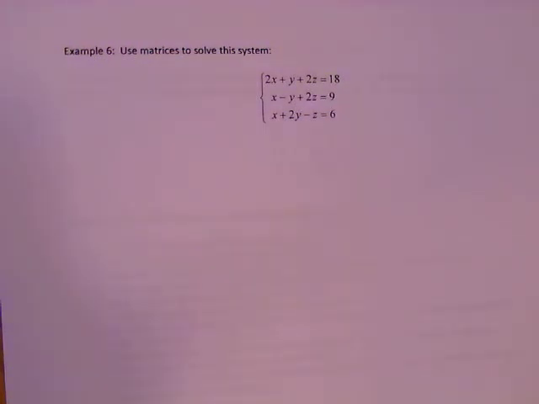So here you got 2x plus y plus 2z is equal to 18. And x minus y plus 2z is equal to 9. And then x plus 2y minus z is equal to 6. Okay. So the first step, we need to write that as an augmented matrix.